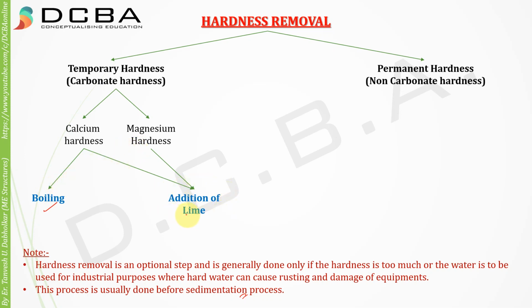Addition of lime will remove calcium hardness as well as magnesium hardness. So the way to remove temporary hardness is, if only calcium hardness is present, you can boil the water and that calcium hardness would be removed. But if both of these are there, then you will have to use the addition of lime. To remove non-carbonate hardness, we use lime soda treatment and the zeolite process. Today we are going to cover up to lime soda treatment. In the next lecture we'll be dealing with zeolite processes and some other processes.